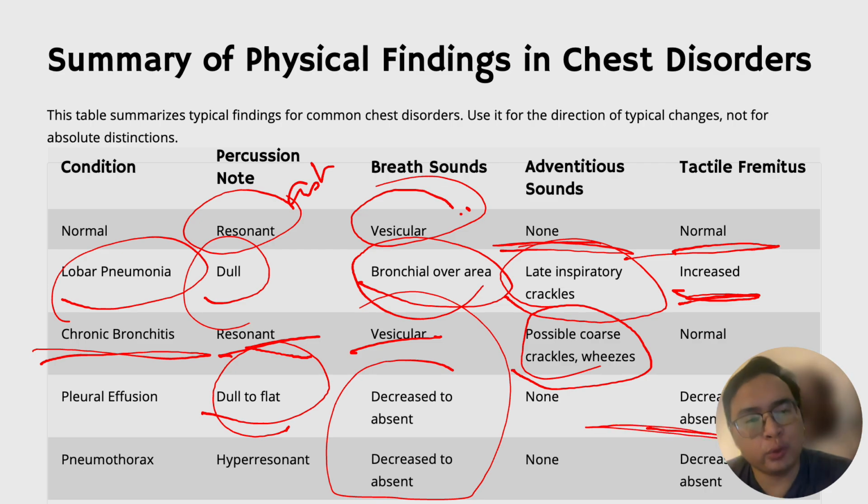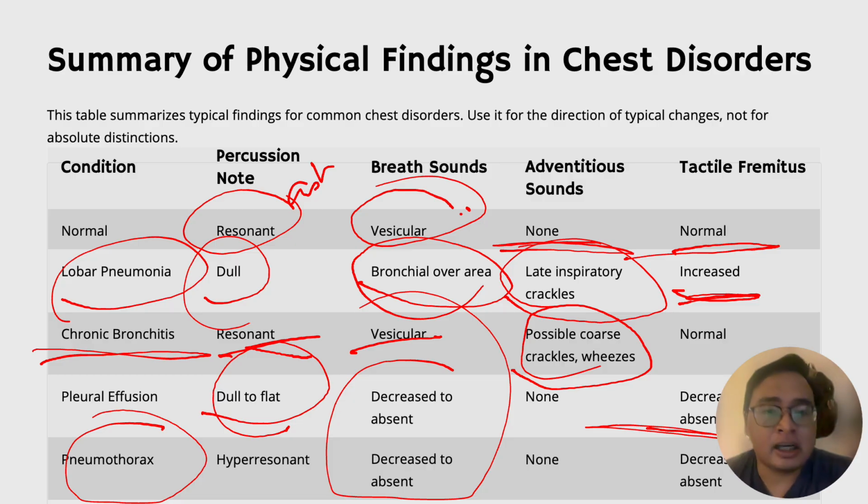What if instead of fluid, of pleural effusion, you have air? For example, the condition called pneumothorax. Upon percussion, the sound is going to be hyperresonant because it's air. The breath sounds are also going to be decreased because the thickness of the chest wall is effectively increased, right? And the tactile fremitus is also going to be decreased.